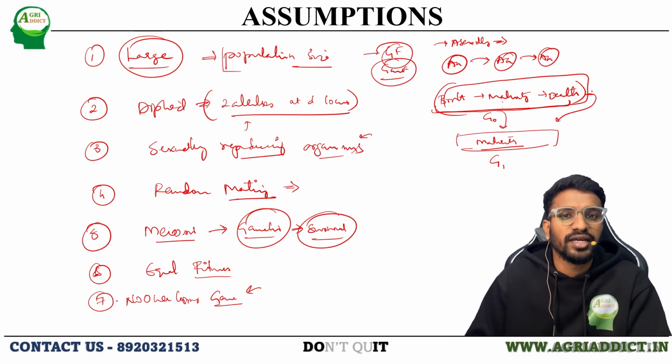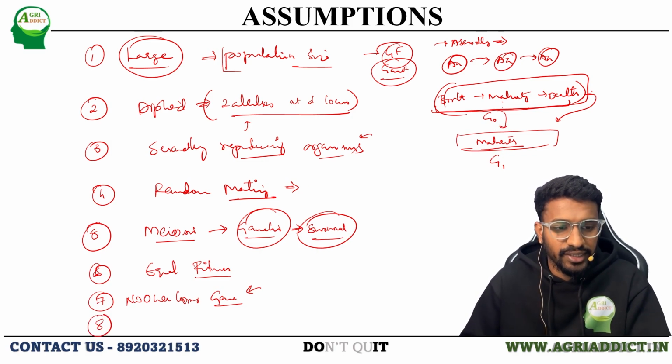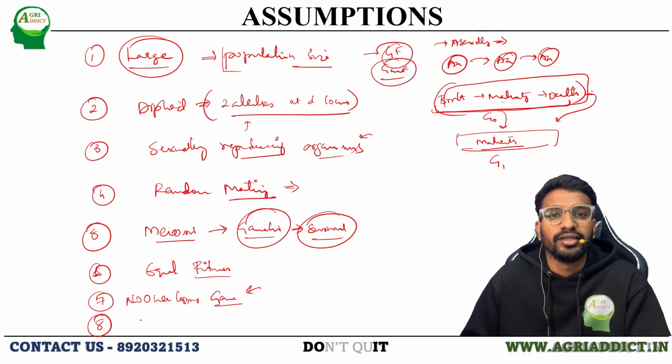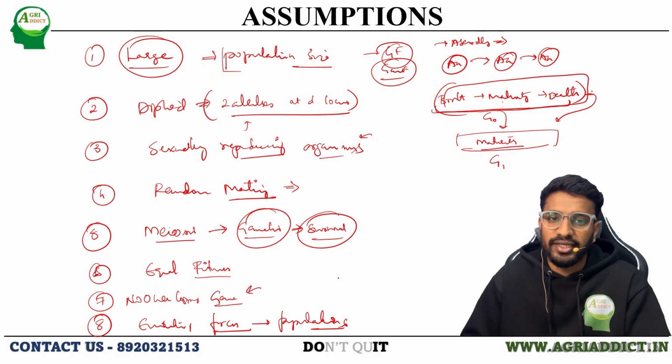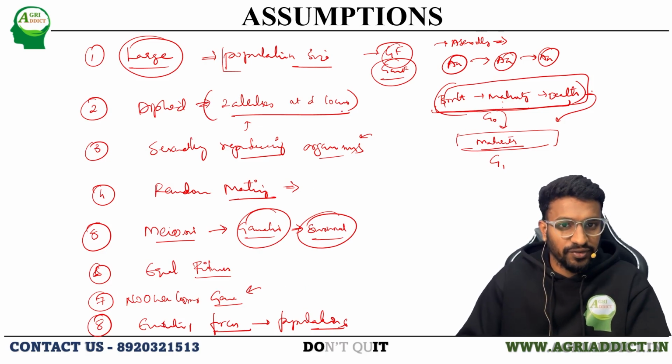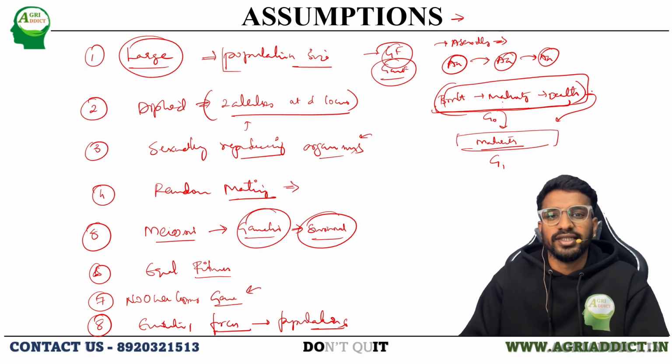Okay, so this has to be satisfied. And lastly, and most importantly, there should not be any evolutionary force acting on the population. When these 8 conditions are satisfied, then we can say that the population is obeying the Hardy-Weinberg principle or the law.